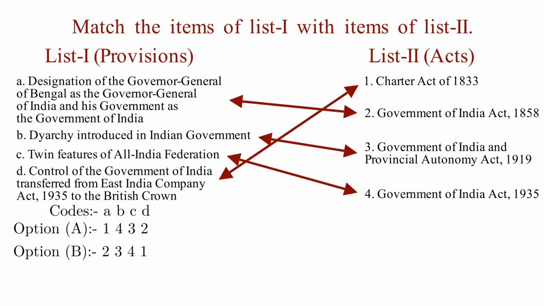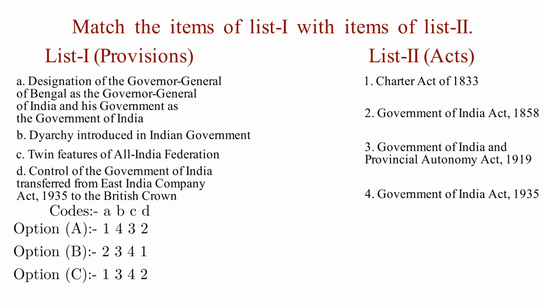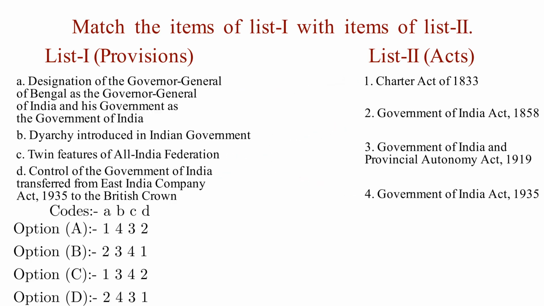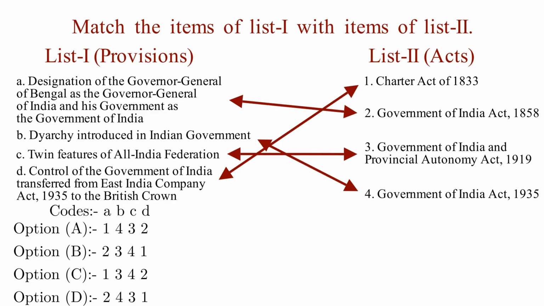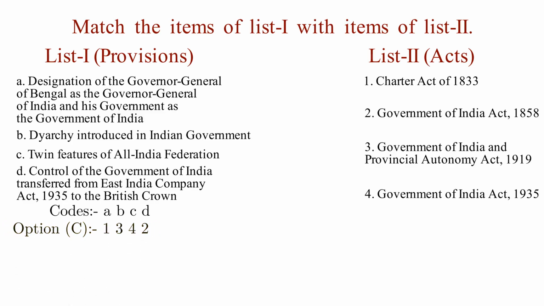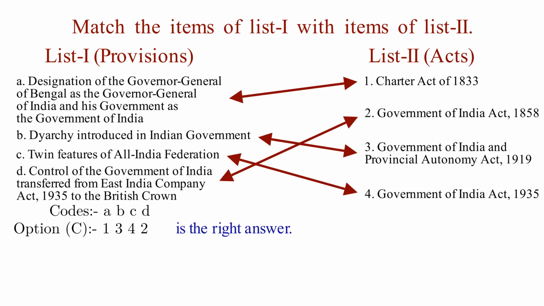And its combinations will be something like this. The option C is 1, 3, 4 and 2. And its combinations will be something like this. And the option D is 2, 4, 3 and 1. And its combinations will be something like this. And your time starts now. So the right answer of this question is option C, and that is 1, 3, 4 and 2.